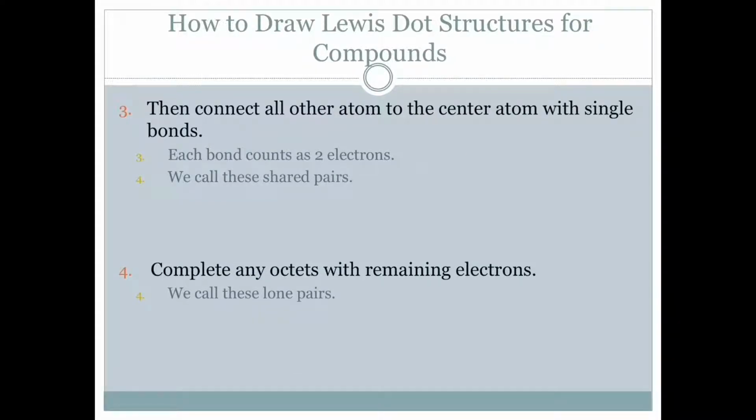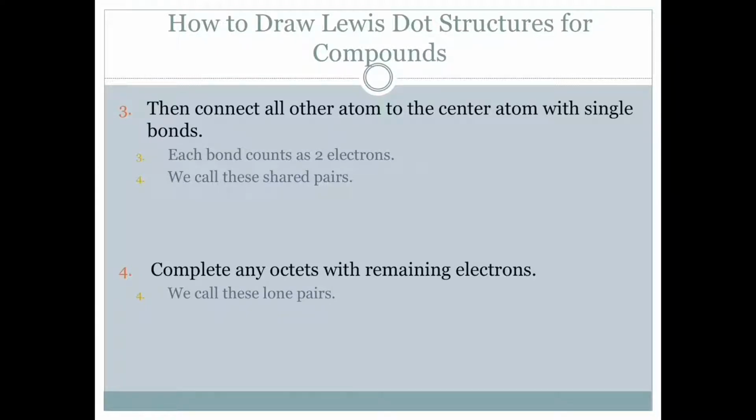Now, we need to connect all the other atoms to the center atom with a single bond. What is a single bond? A single bond is something that allows the transfer of electrons between the different atoms in the compound. We talked about ionic bonding and covalent bonding, and this kind of symbolizes what they're doing. This shows that they're transferring electrons in a way.